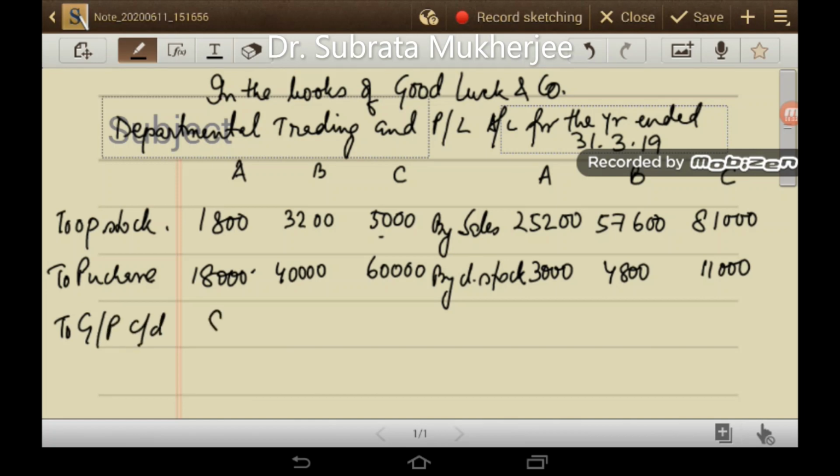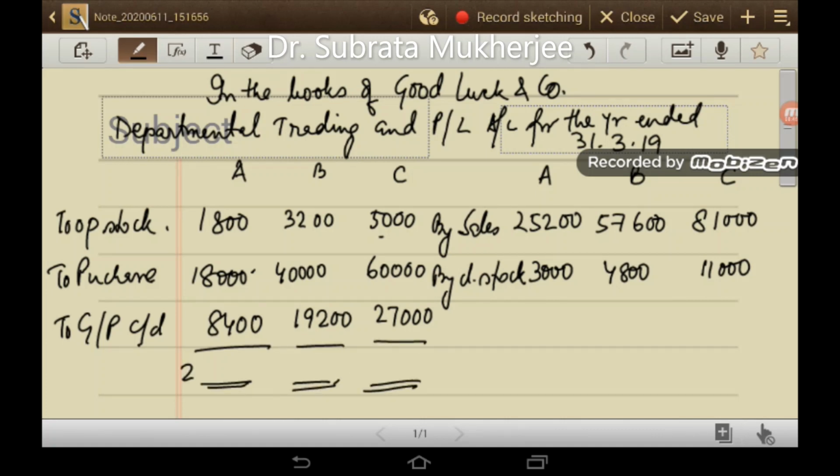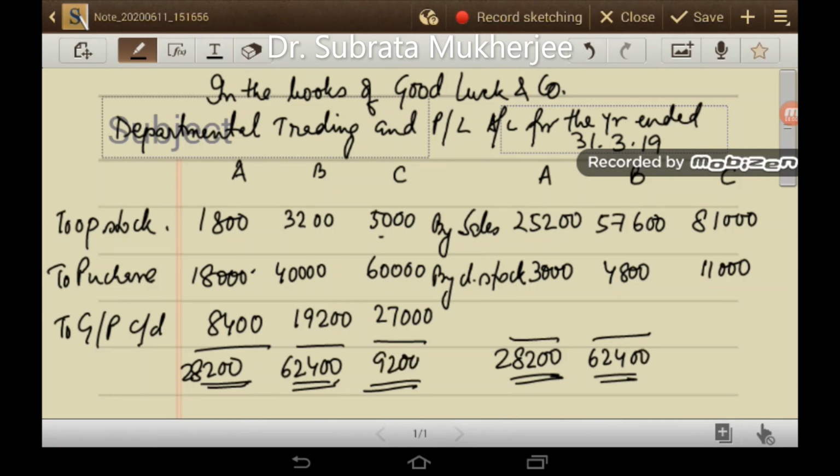To GP c/d, this is 8,400, then 19,200 and 27,000. So this is the balancing figure, and 28,200 is the total of Department A, 28,200, then 62,400 and 92,000.